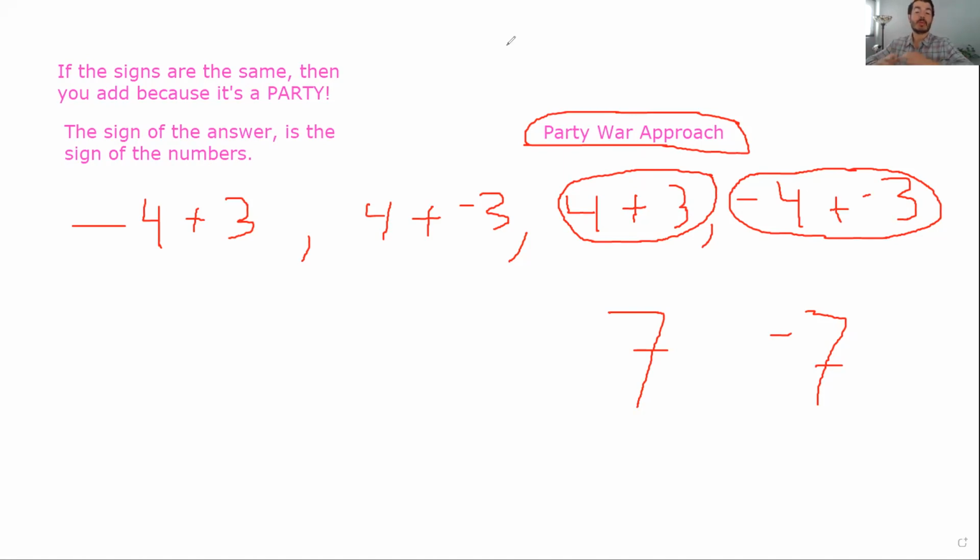If this were a real world application, I would say I have $4, I make another $3, I have $7. In the case of the negative numbers, I have a $4 debt. Someone adds $3 more worth of debt. I'm at -7. Bummer.